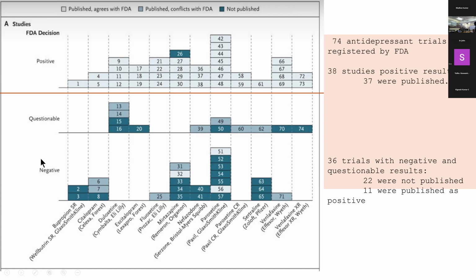Now look at the ones with questionable as well as negative results. Almost 36 trials were negative, and out of it, 22 were not published. And 11 of them were published as if the result was positive.